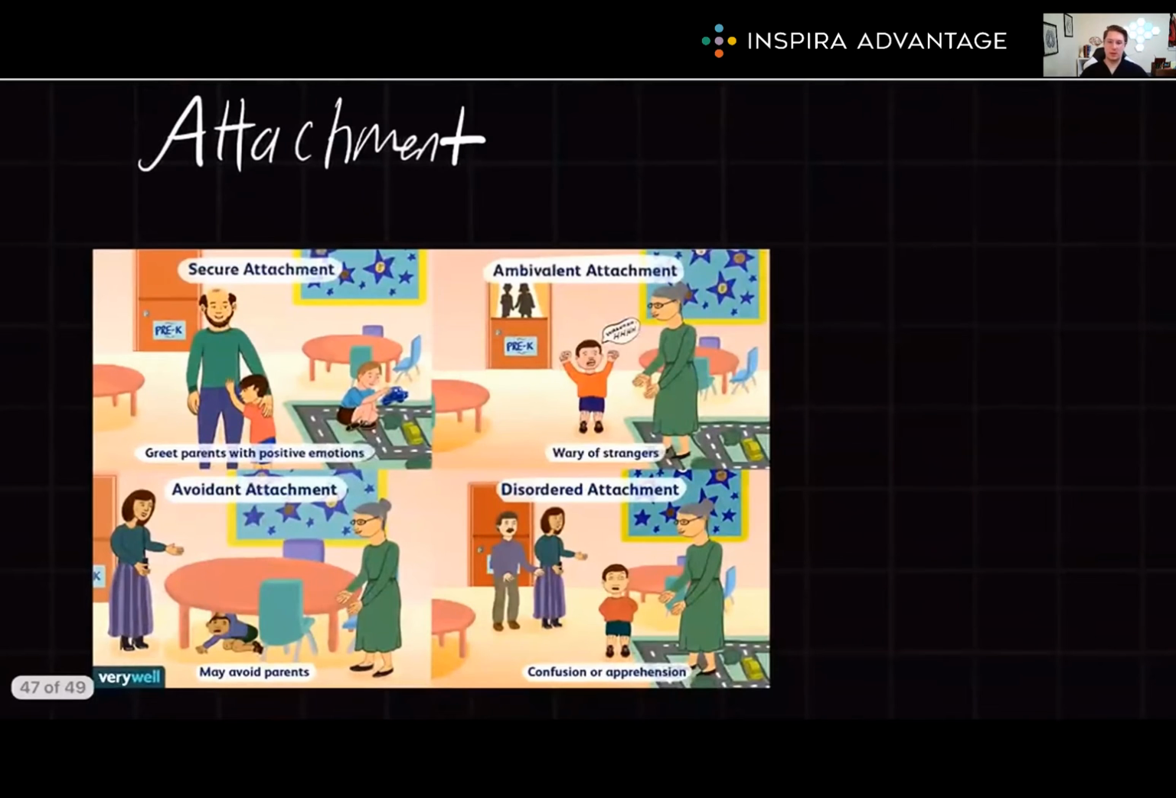Next, we have attachment. Attachment is an emotional bond between individuals, typically referring to the bond between a child and caregiver. There are 4 primary attachment styles the MCAT expects you to know. The first is secure attachment. This is what we're kind of shooting for. This occurs when there's a consistent caregiver. The child displays a strong preference for the caregiver compared to strangers. A securely attached child feels comfortable exploring their environment and seeks comfort from their caregiver when distressed.